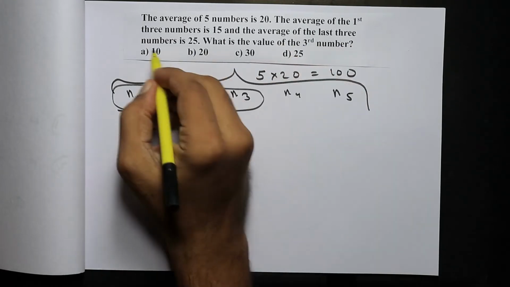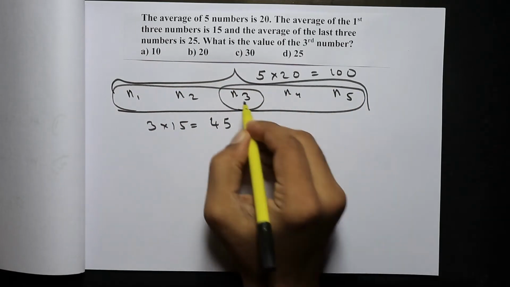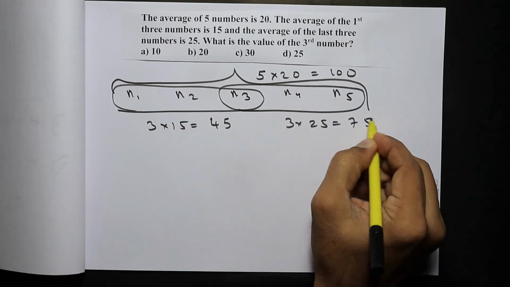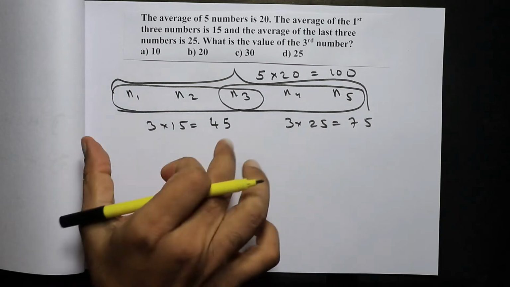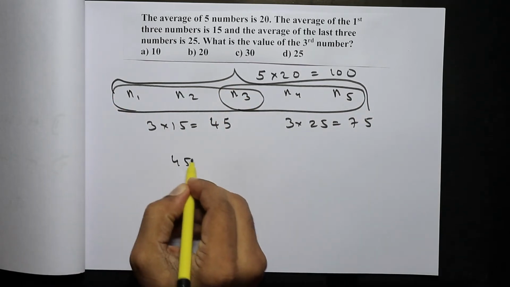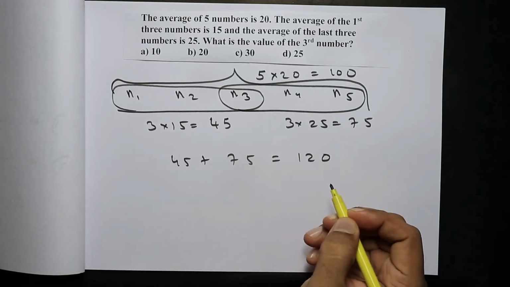And the average of the last 3 numbers is 25. So if you add up the last 3 numbers, their total sum is 3 numbers into their average 25. That is total 75. So if you add the first 3 and the last 3, so total will be 45 plus the 75. Total will be 120.